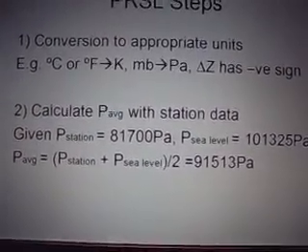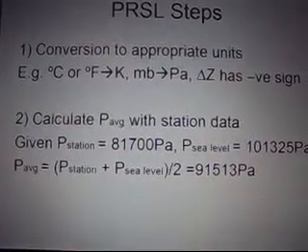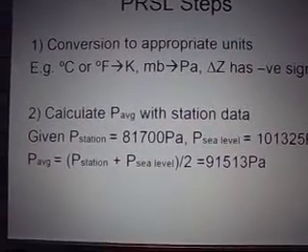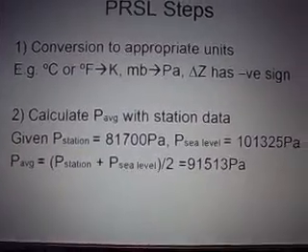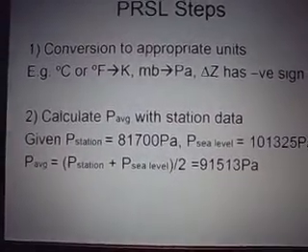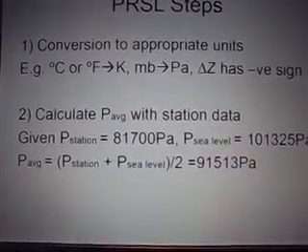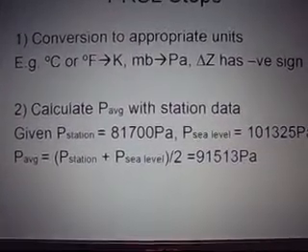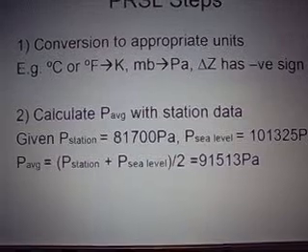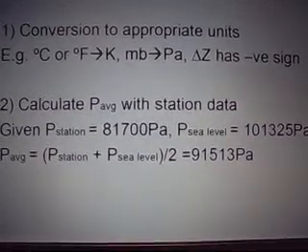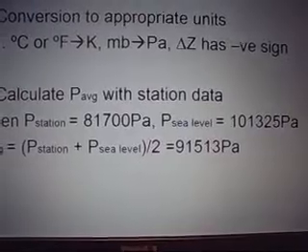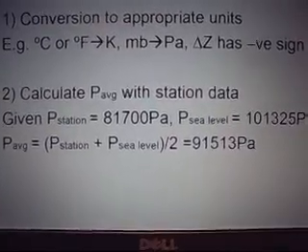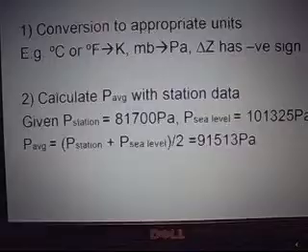And then at step 2, we have to calculate the average pressure using our station data. For example, we are given certain pressure values at the station and at the sea level. We have to add them up and divide by 2, giving us 91,513 Pascal in our example here.